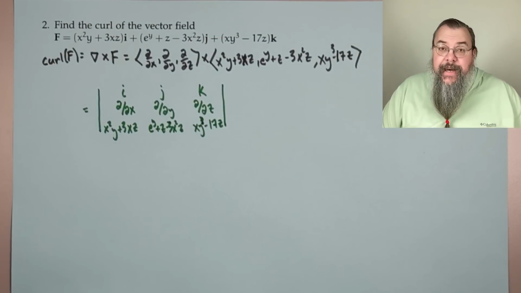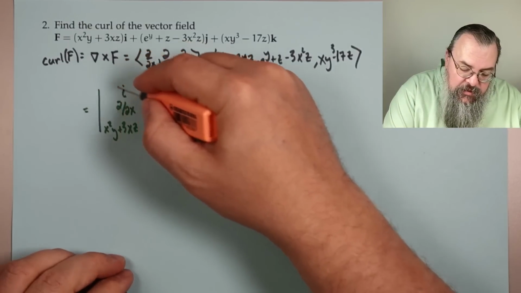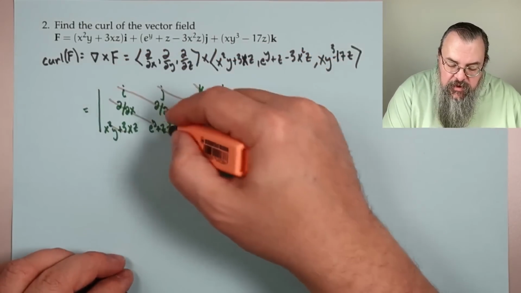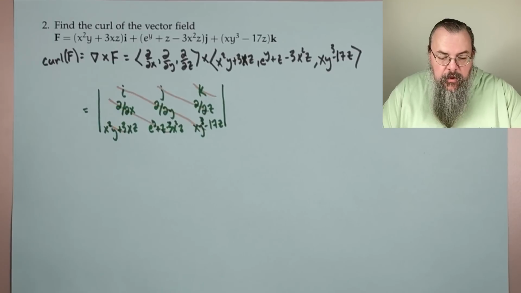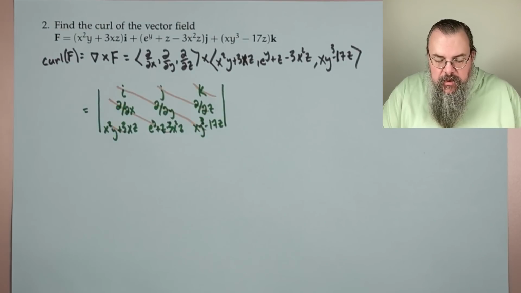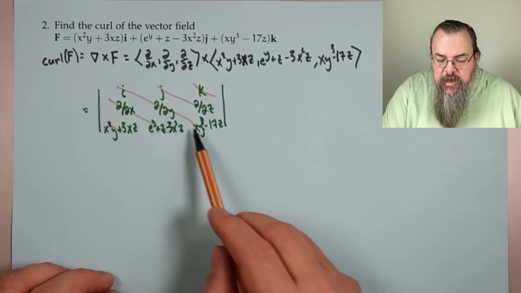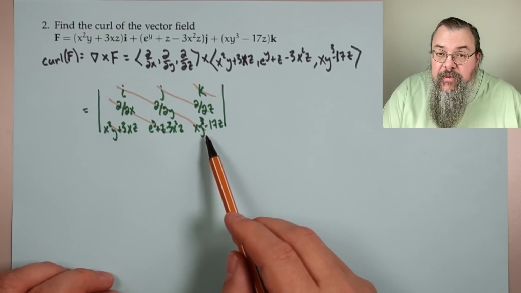And we have our diagonals. So we're going to do our down diagonals. I'm just going to emphasize you have these diagonals going in that direction. And now what happens on those? Well, we're going to take partial y of xy cubed minus 17z.